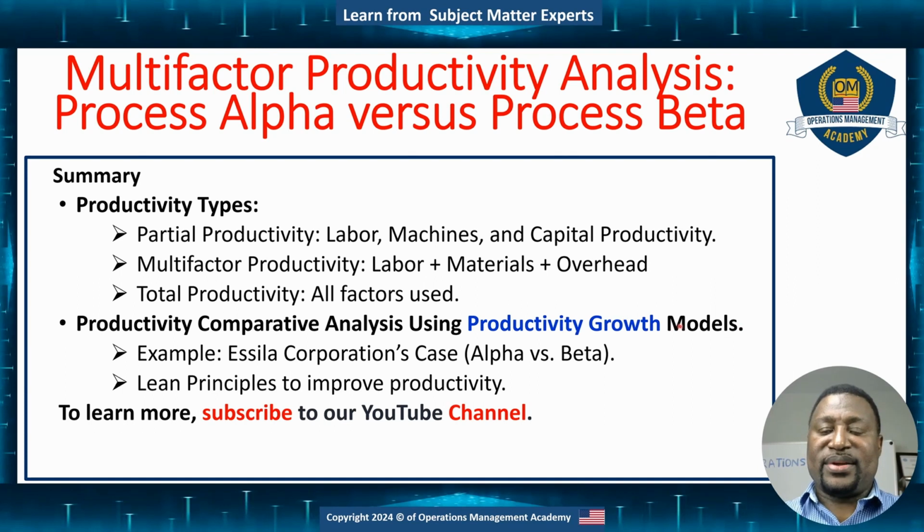It helps us calculate by how much alpha beats beta in terms of labor, and by how much beta beats alpha in terms of multi-factor productivity, even though we consider multi-factor productivity a better indicator because it already includes labor. We also talked about the lean principle to improve productivity.